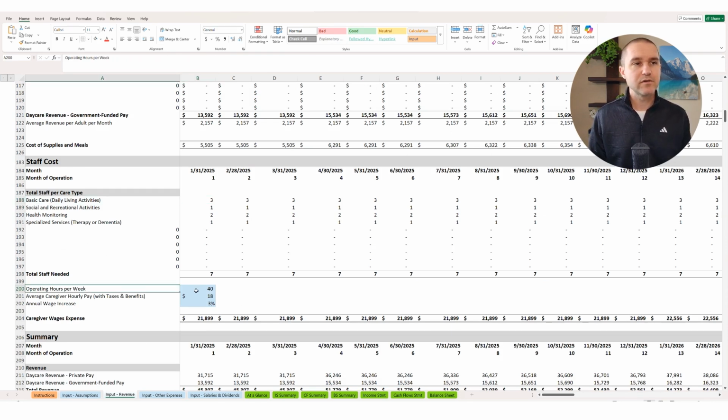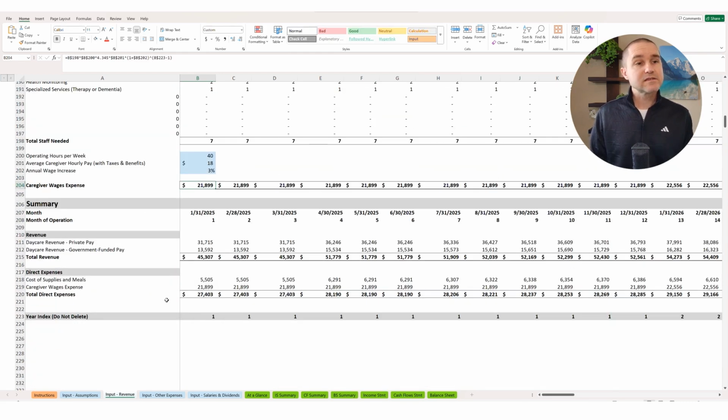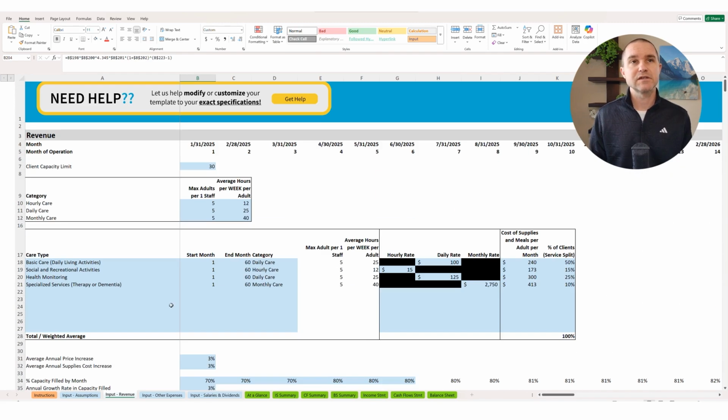And then you can set the number of operating hours per week that you're going to be open, the average caregiver hourly pay, and then if you want to set an annual wage increase, and that will give you your caregiver wage expense here. That's really it on this revenue and cost of goods sold tab. This is probably the most complicated section of this.